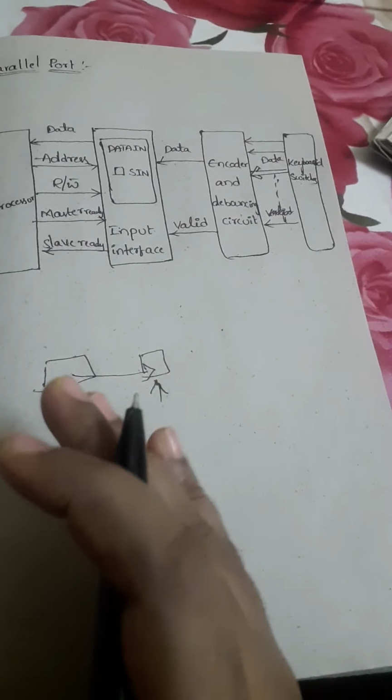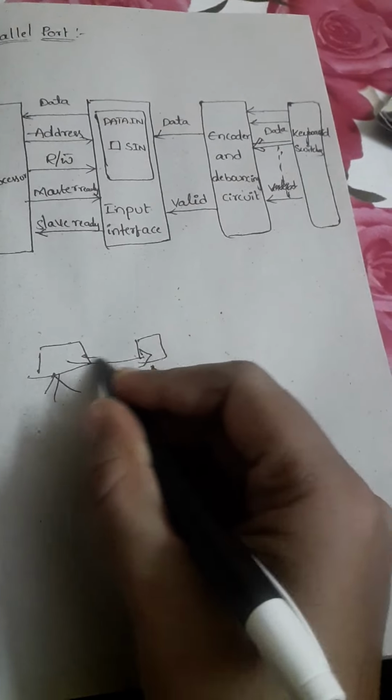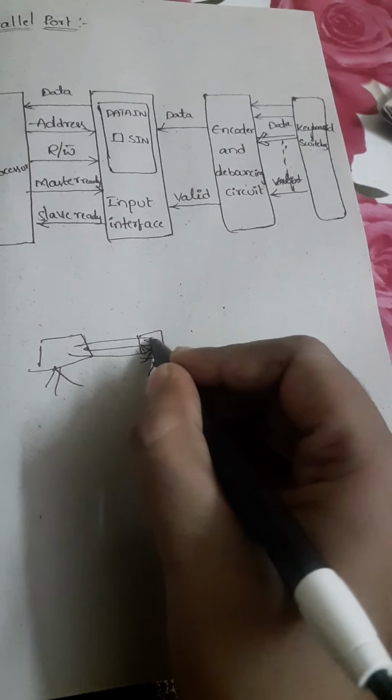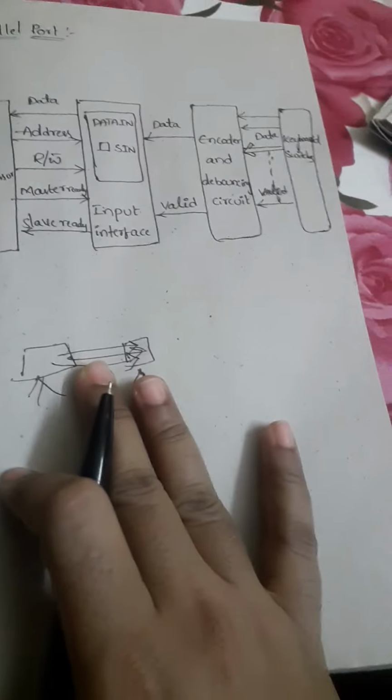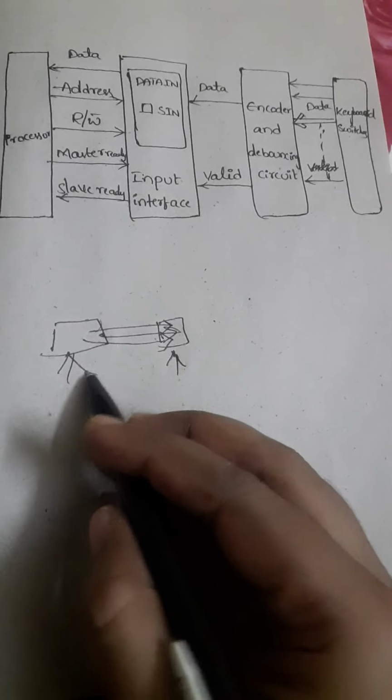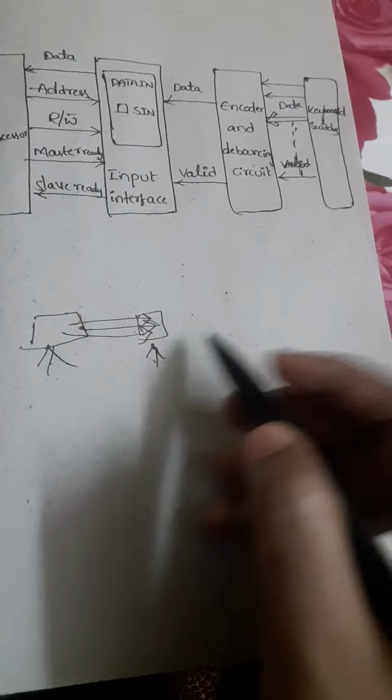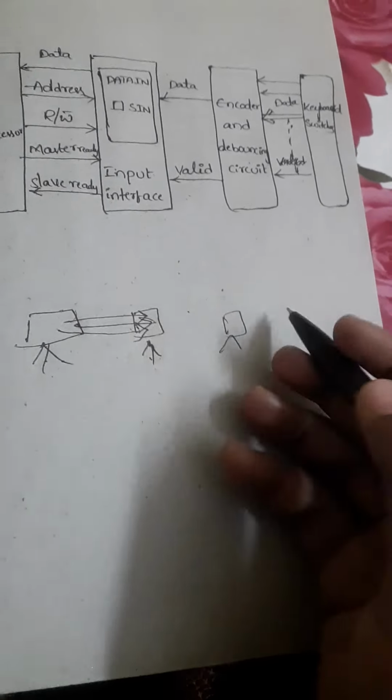So more number of bits will be transmitted at a time. That is the best advantage of the parallel ports. For example, this is one computer or one system, and this is a second system, and like that here I have one more system, a third system.